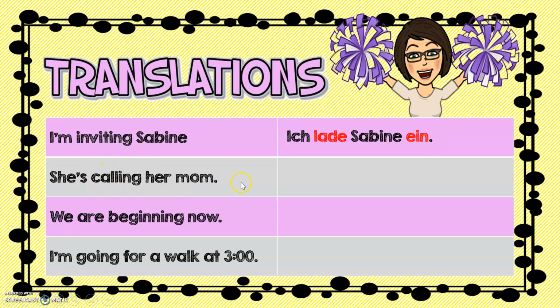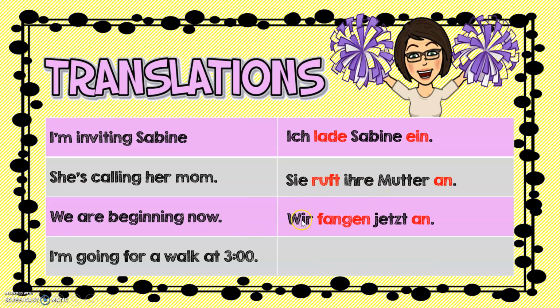Calling is anrufen. We're going to split it and flip it and conjugate it. Sie ruft ihre Mutter an. We are beginning now. Anfangen is irregular, but we don't need the irregular form because we're using the wir form. Wir fangen jetzt an.